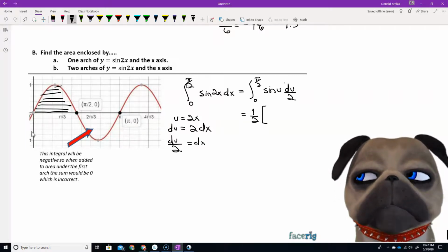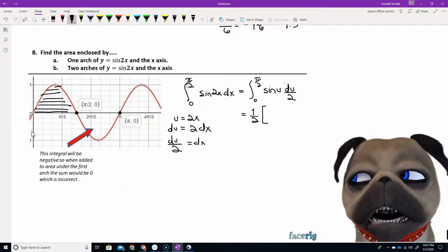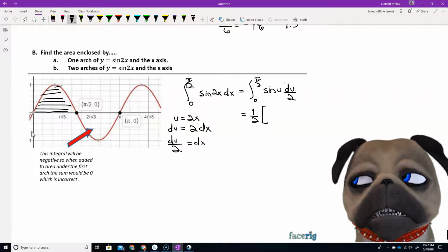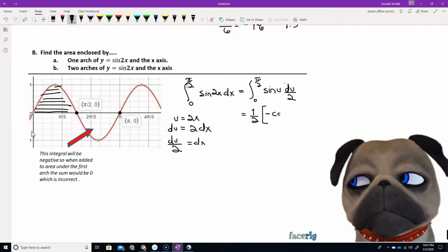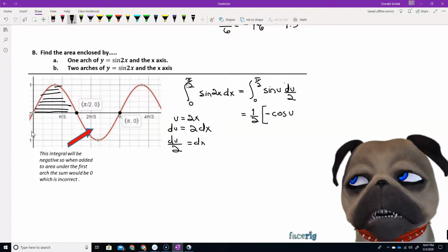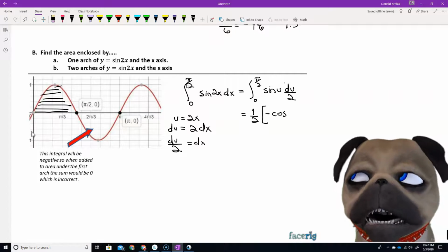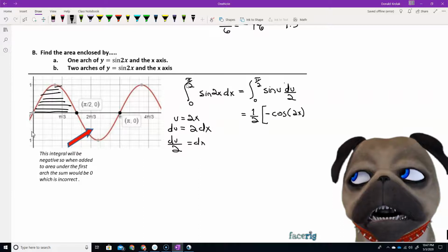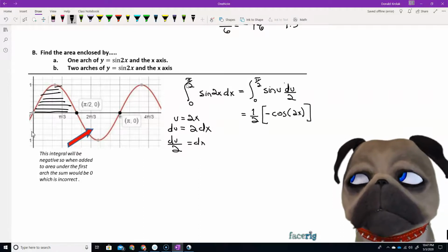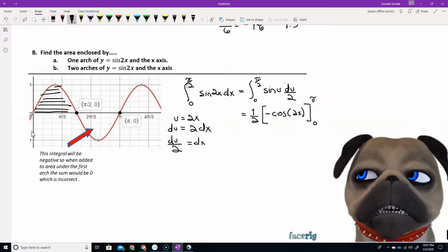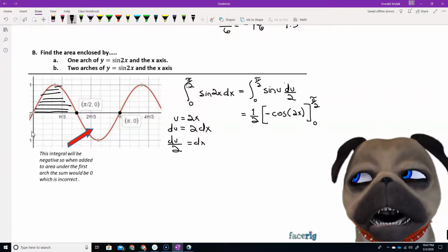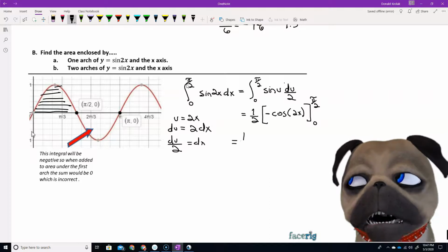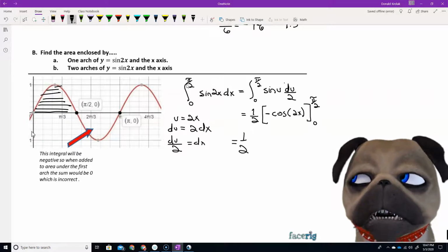When I integrate sine, I get negative cosine, and then I'm going to substitute my u back in. That's really negative cosine u, but I'll put the 2x back in. And then we evaluate that from 0 to pi over 2. So I can keep the 1/2 out till I'm all done.